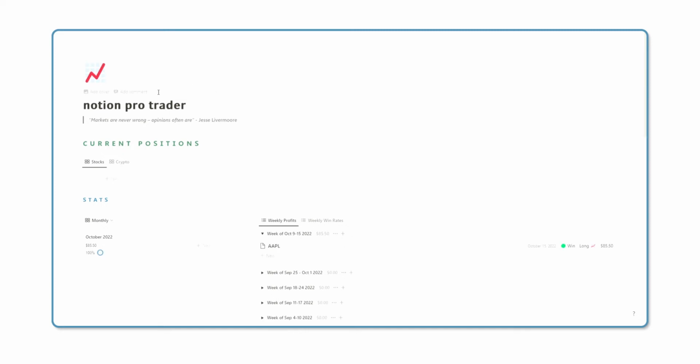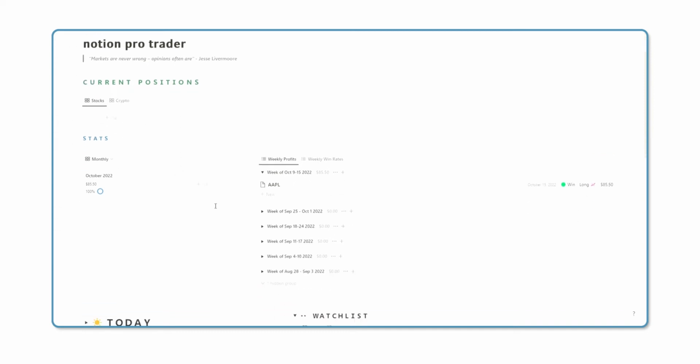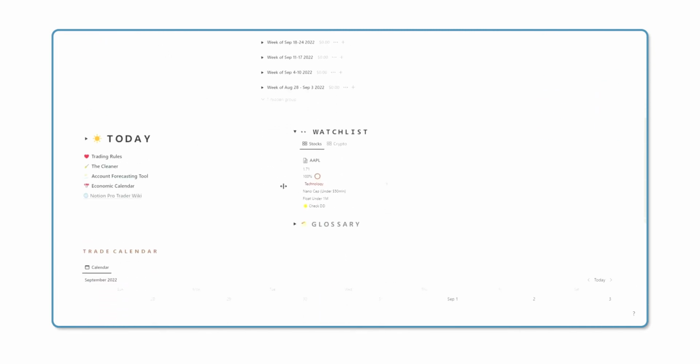So, just to give a little overview of Notion Pro Trader, this is sort of going to be the grand tour. Essentially, how Notion Pro Trader is set up is you have current positions here. I don't have any current positions, so there's nothing listed currently. You have your stats down here, both monthly stats and your weekly profits and your weekly win rates. Down here, we have the watch list and the ticker glossary. We'll go over that in a bit.